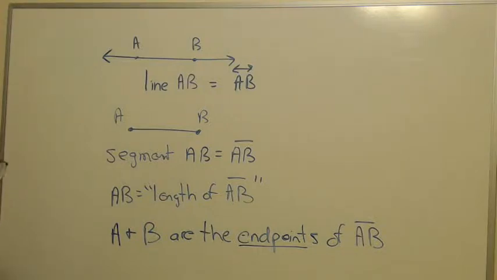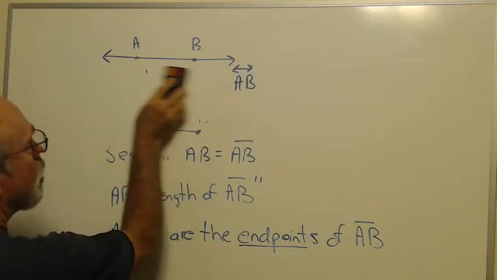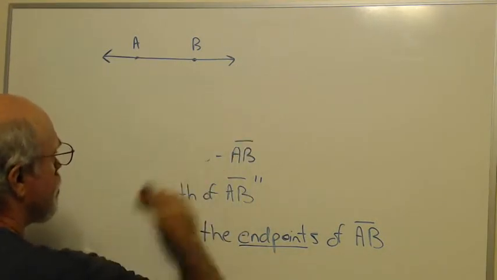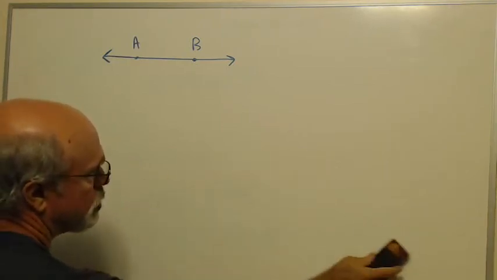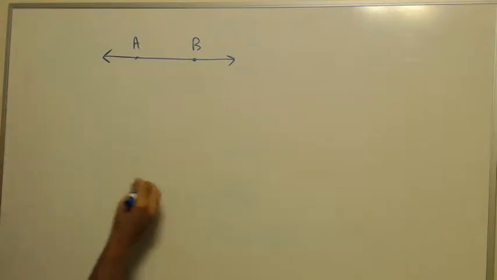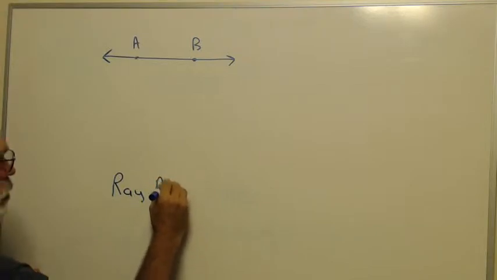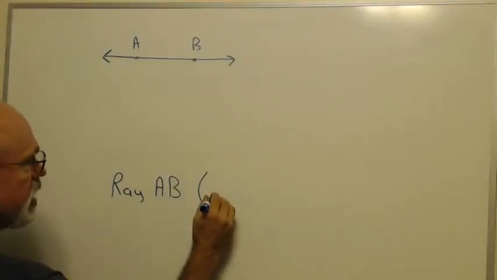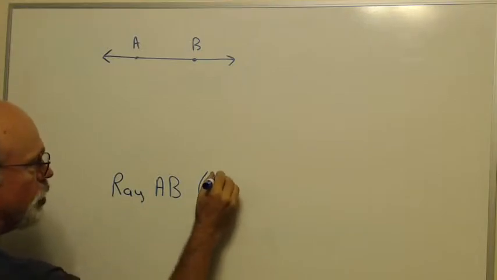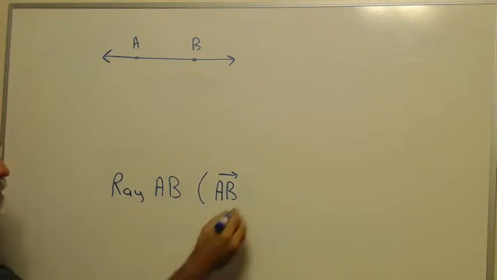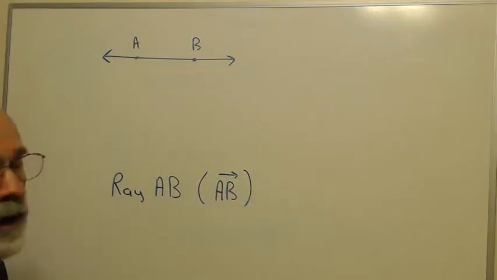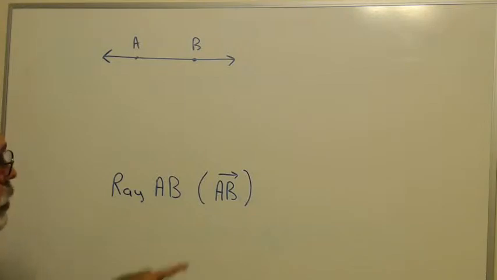Well, we're going to add a new figure today, and that new figure is called a ray. I think I'll leave my picture of line AB up there. And let's write the definition of ray AB. Symbol-wise, that is A, B, with an arrow in one direction pointing out to the right. Now, we'll see later on that this is the first time that the order of letters does matter. Ray AB and ray BA will be two different objects.